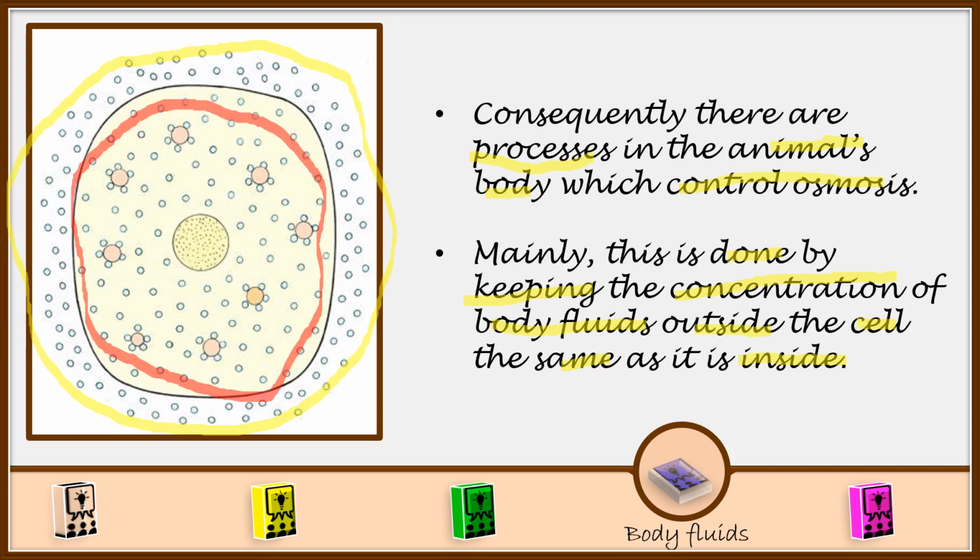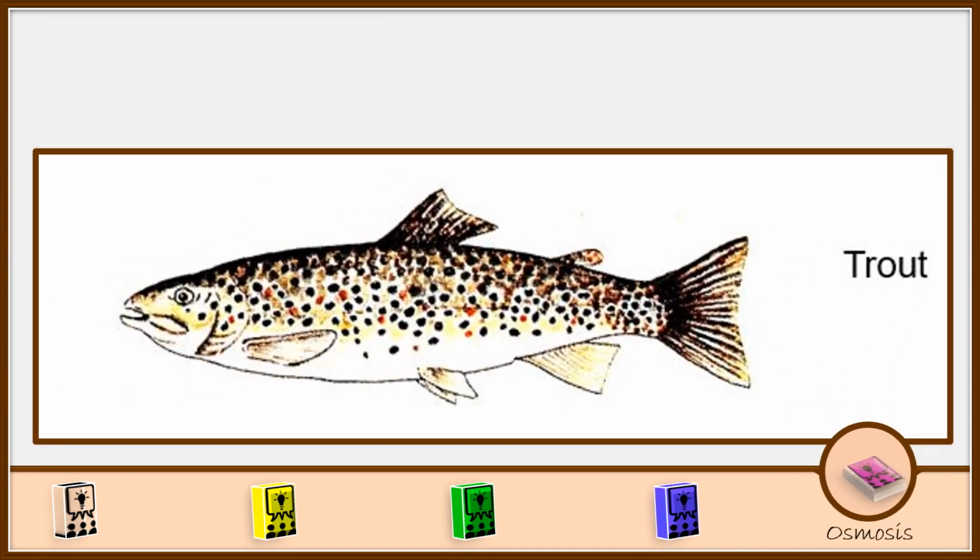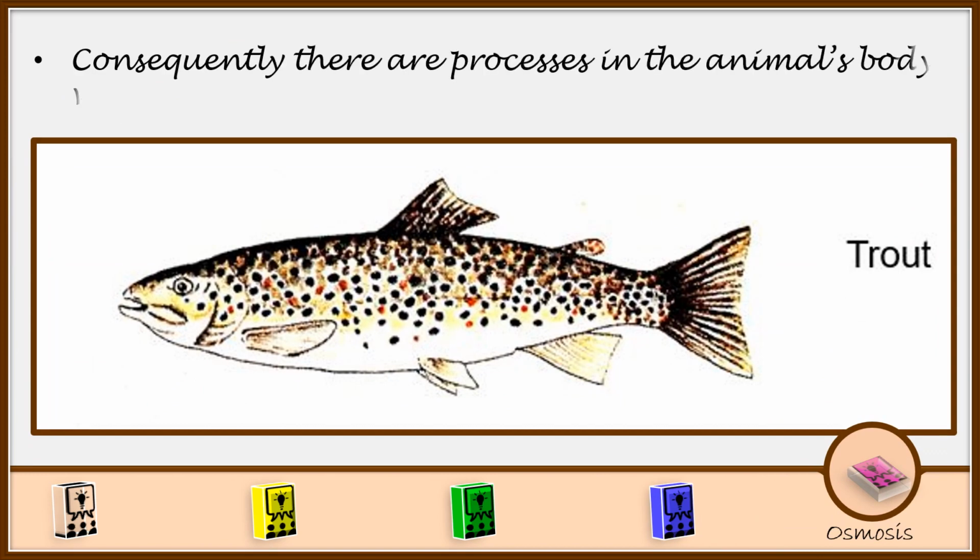That will prevent the excessive flow of water into the cell, because the flow of water into the cell will be equal to the flow of water outside the cell. Therefore, the cell will not burst. Consequently, there are processes in the animal cell that control osmosis.